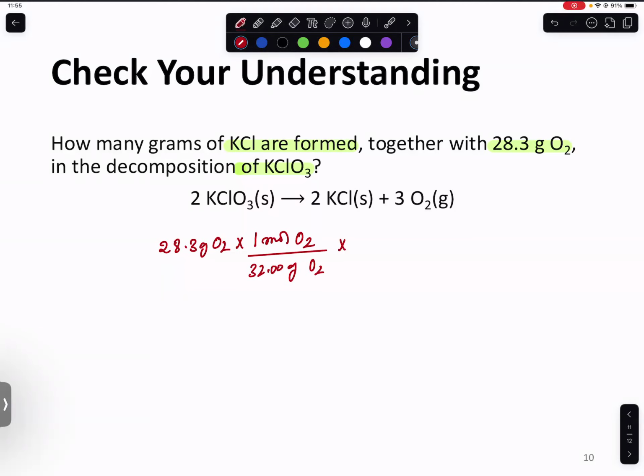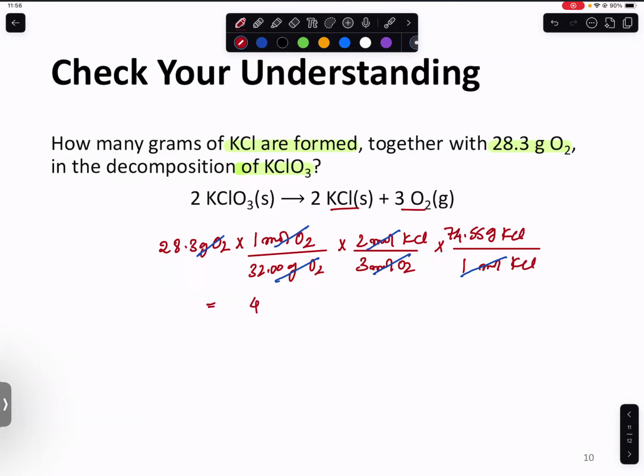And then, so let's check here, grams are gone. Now we want to convert from moles of oxygen to moles of KCl. So I can say for every 3 moles of oxygen, I have 2 moles of KCl. And then finally, so moles are gone. And finally, I want to end up with grams. So grams of KCl on top and moles of KCl on bottom. So I have 74.55 grams, which is the molar mass of KCl. And double check, yes, moles are gone.